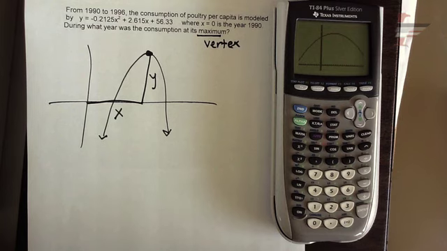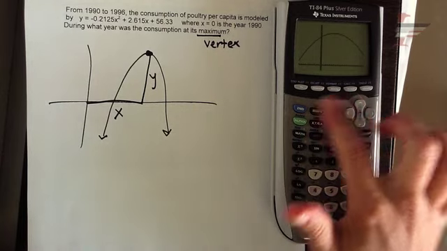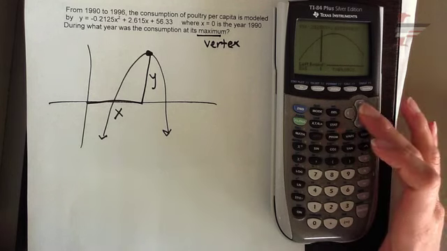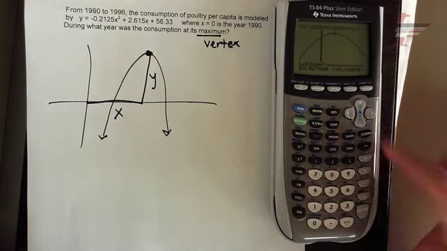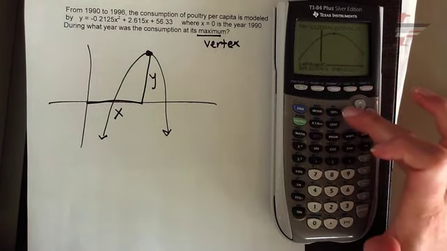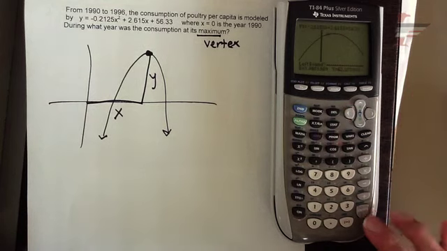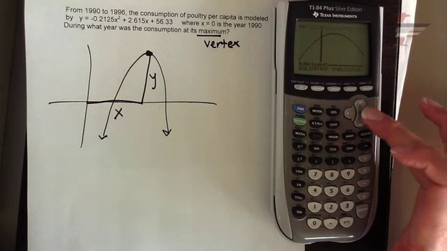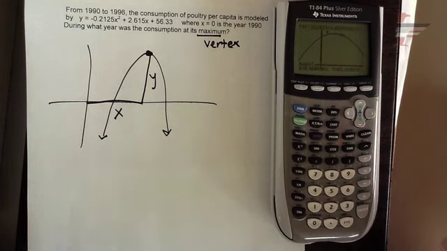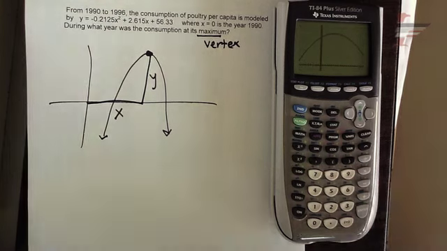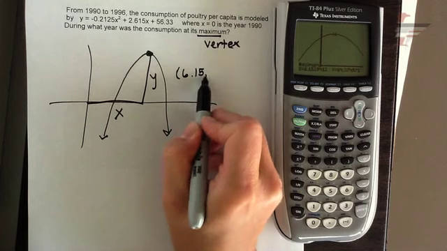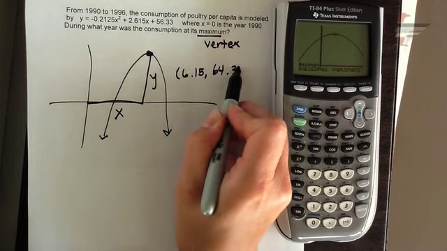So I want to find my maximum, so I go to Calculate, Second Trace, choose Maximum. There I am. So left bound, go to the left of my maximum and press enter. Right bound means go to the right of my maximum and press enter. And press enter on guess. And I get the point 6.15 and 64.37.